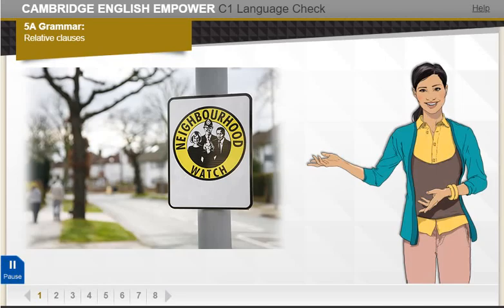In this unit, you studied defining and non-defining relative clauses. Let's have another look at this language.